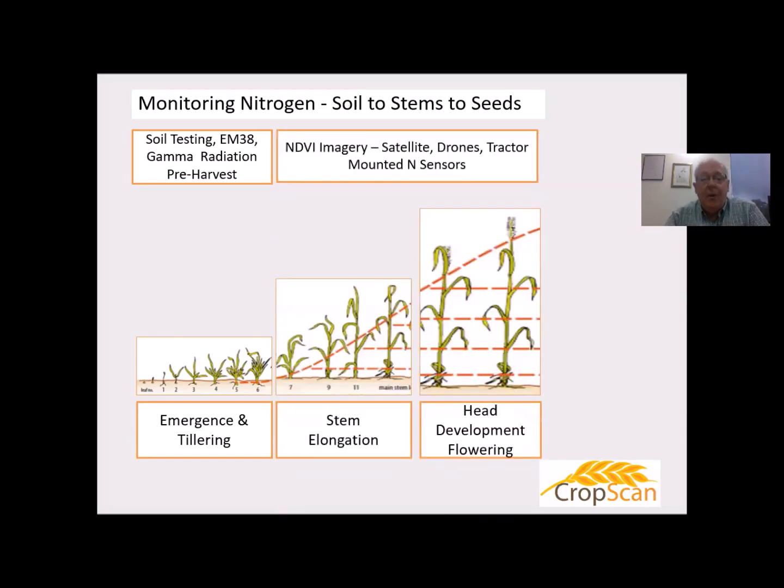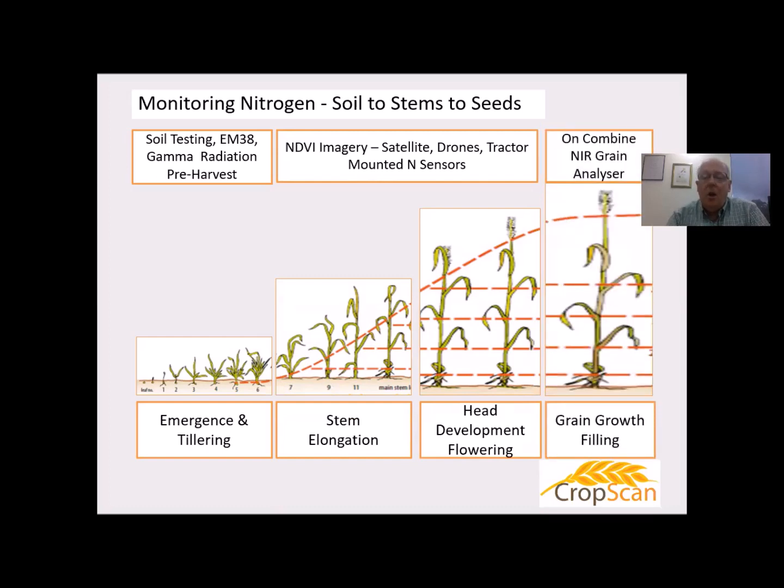During the growing season, we have NDVI imagery, and that can be done on a satellite, drone, or a tractor-mounted sensor. And here we're looking at the effect of nutrients and water on producing the biomass and then the seeds. Now, the NDVI has become extremely popular, but it's a qualitative measurement. And then more recently, we have on-combine NIR analysis, which looks at the nitrogen and sulfur in the seeds.